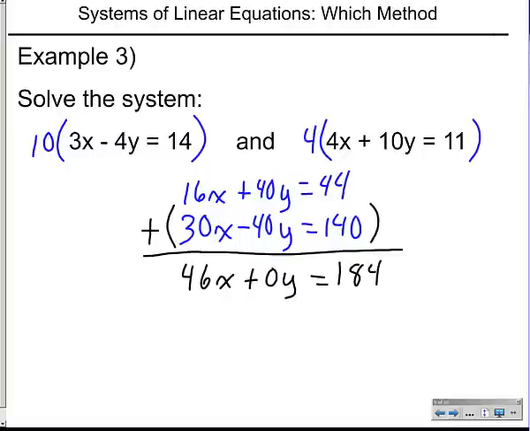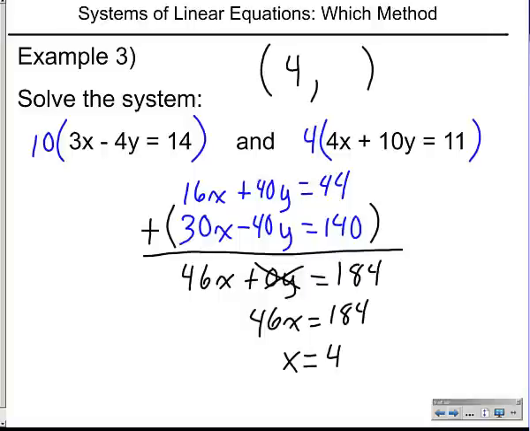And what you'll notice here is that 0y is going to drop out of the problem because it's just 0, so all I have left over is 46x equals 184. Divide both sides by 46 and x will equal 4. So part of my solution is a 4 for x, and then I got to find the coordinate of y. So go back to the original equation. Don't go back to the altered equation. So ignore these when you go to solve for y. Let's look back at the original equations.